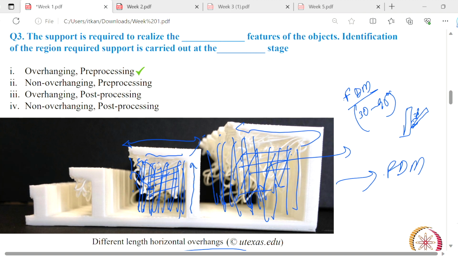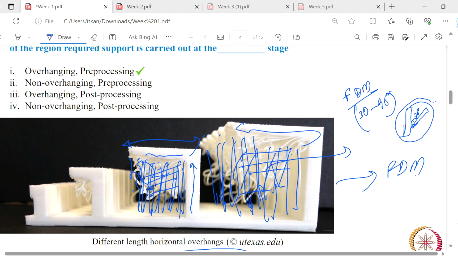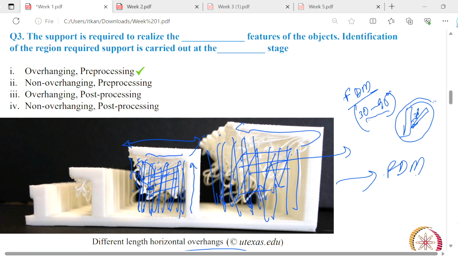Okay, but till 30 degrees it will print easily. There is no need to provide support structures. But after that, you will need some support structures. Now, in some complicated structures, we should not use support structures so that we won't destroy our specimen. Okay, and we cannot remove the support structures easily in that process.